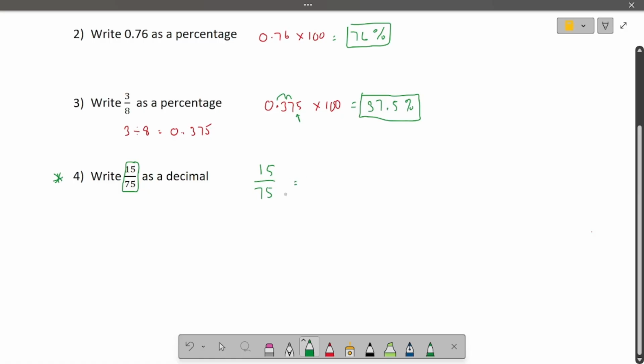Okay, now to do that, I'm going to divide the top by 15, the bottom by 15, and I will be given 1 over 5. 1 over 5, or 1/5, is one of those fractions you do need to memorize as a decimal and a percentage. 1 over 5 is 0.20. Okay, you can check that in your calculator if you wish. And of course, if you were asked to write that as a percentage, it would be 20%.